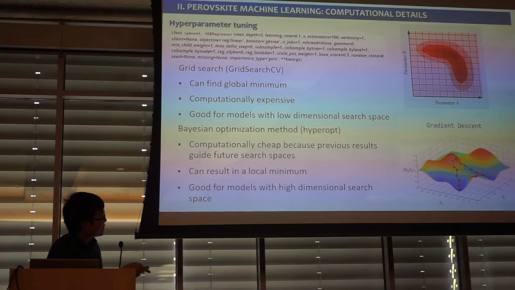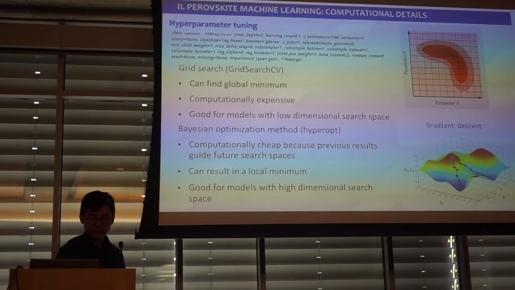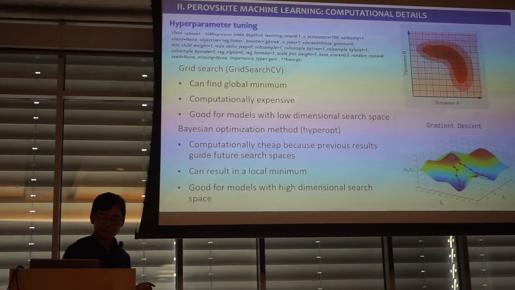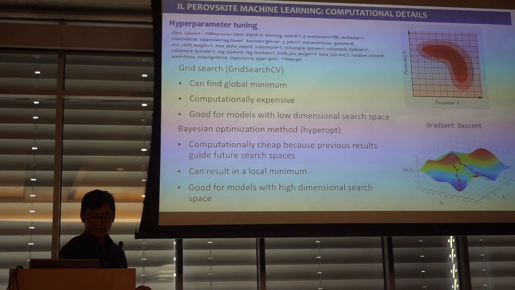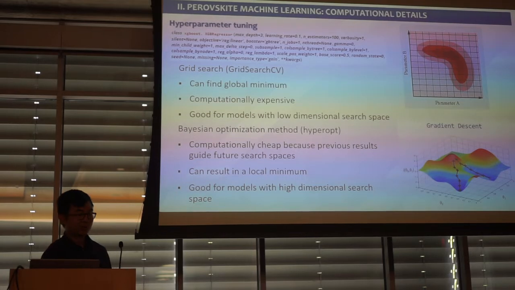So basically in this approach, you drastically reduce the computational resources required in this calculation because you're using some kind of guided approach to do your testing. However, the problem that can happen sometimes is you can reach a local minimum rather than the global minimum. And so we use this technique for models with a very high dimensional search space.